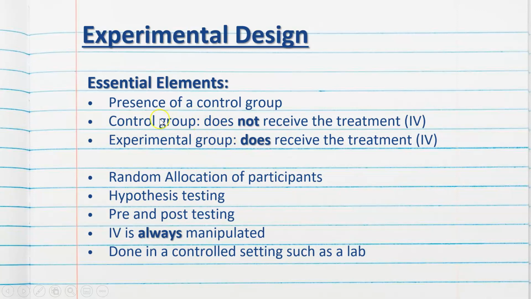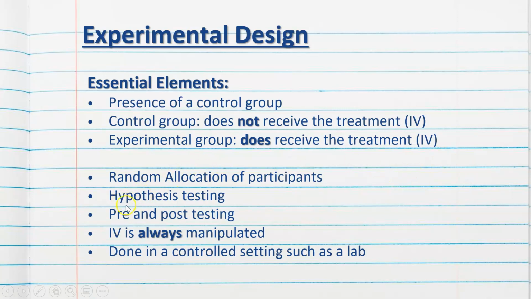We can compare the results between our control group and experimental group to see if the IV has had an effect like we've hypothesized. Other essential elements of the experimental design include random allocation of participants. So in other words, participants have just as much likelihood of ending up in the control group or experimental group. It's completely random as to which group they end up in. This makes it so the groups are as equivalent as possible.